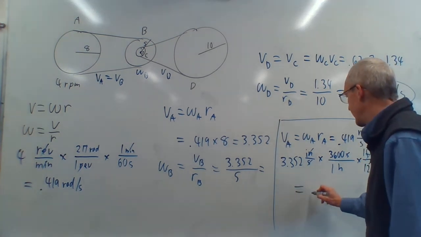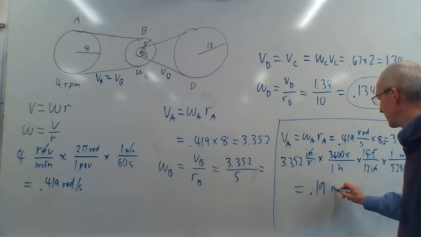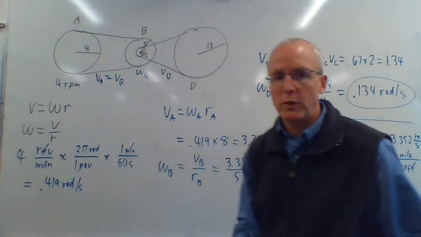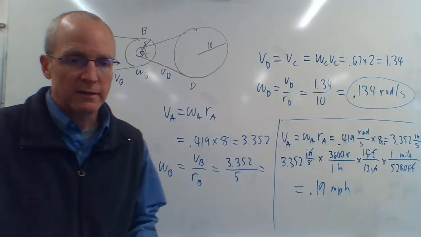And you do all that, and I got like 0.19 miles per hour. You're left with hours in the bottom, miles at the top. Do all that math, and I got like 0.19. So make sure you can get that on your calculator.